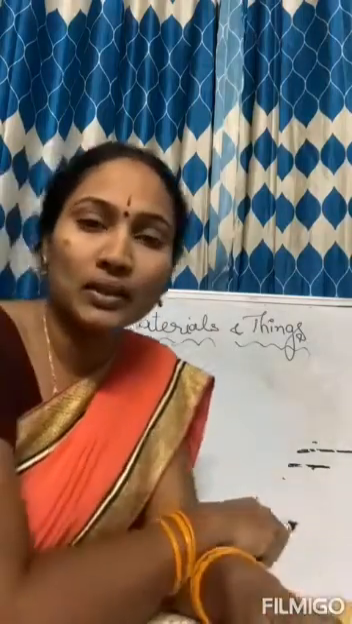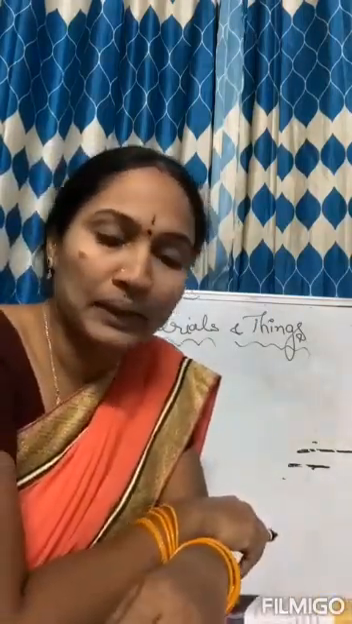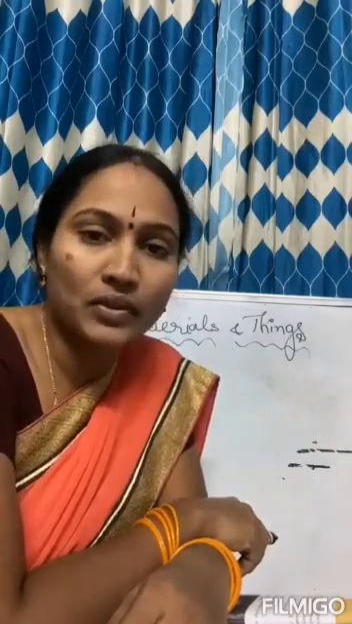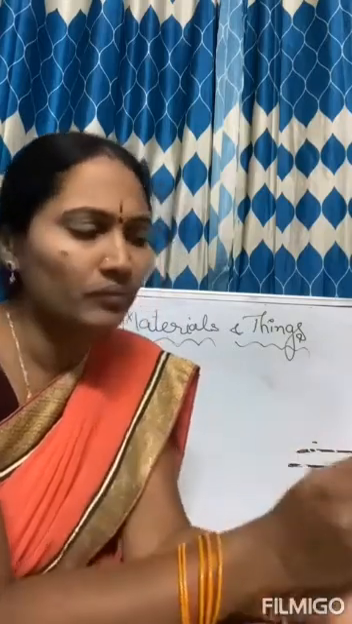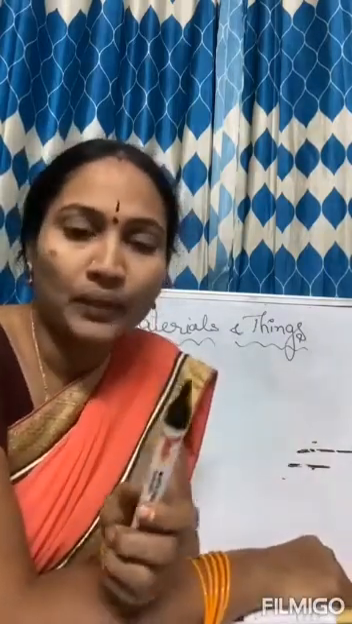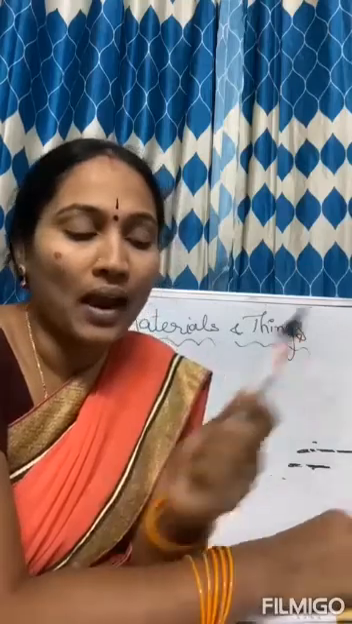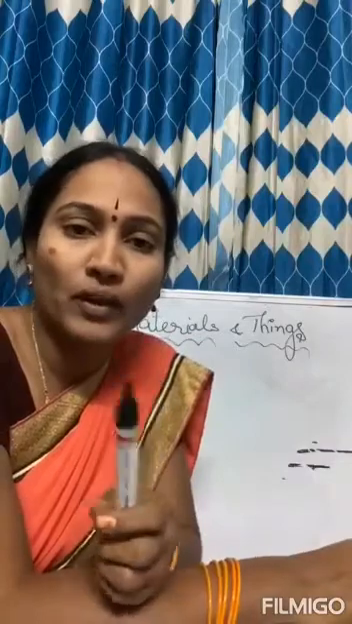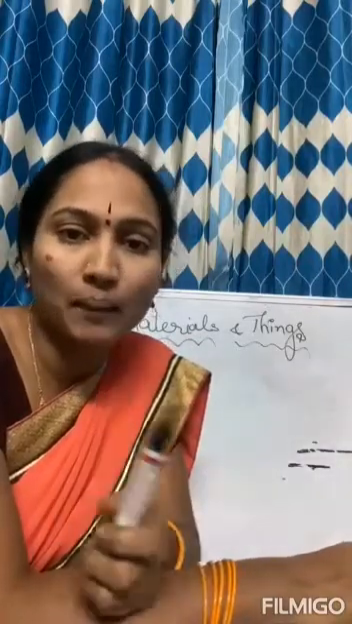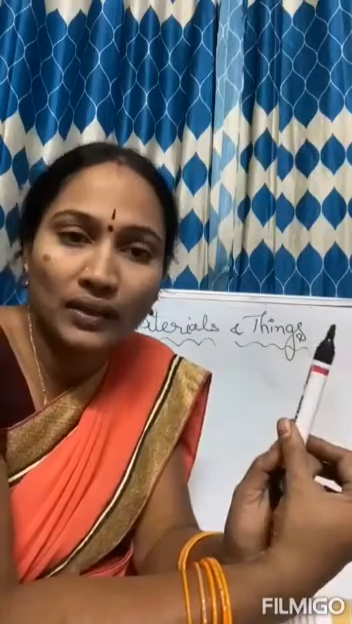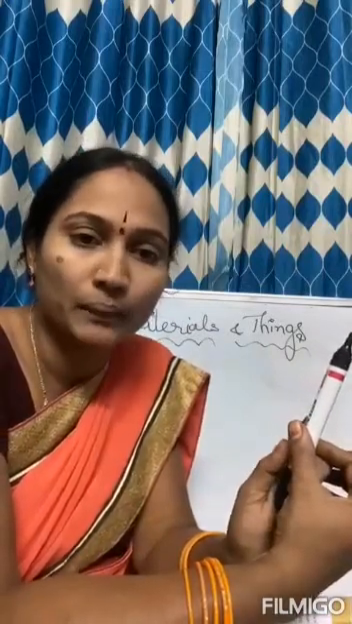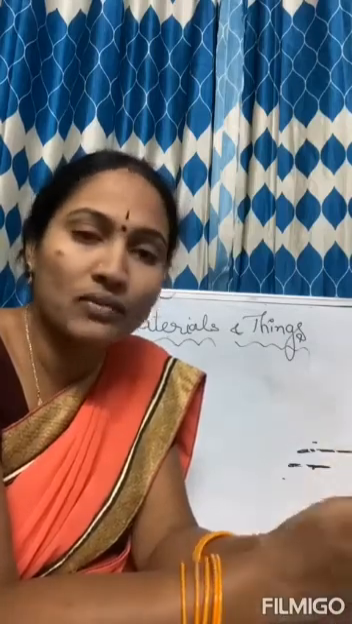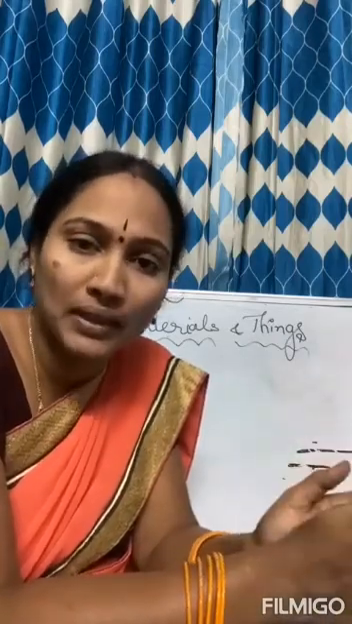Now coming to lesson number 5: Materials and Things. What is the difference between materials and things? Suppose this is a pen, a sketch pen. The pen is called a thing, and it is made up of plastic. So plastic is the material. This outer covering is plastic, so plastic is the material, and it is a pen, so it is a thing.